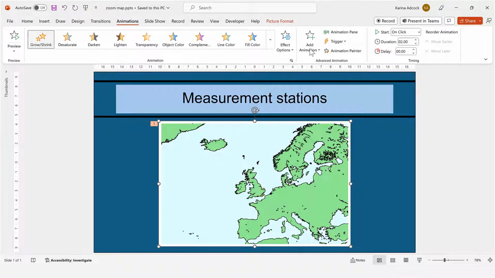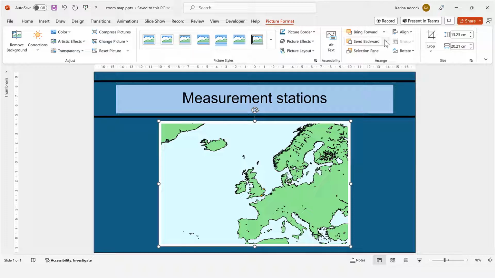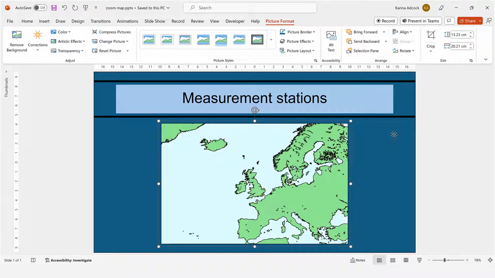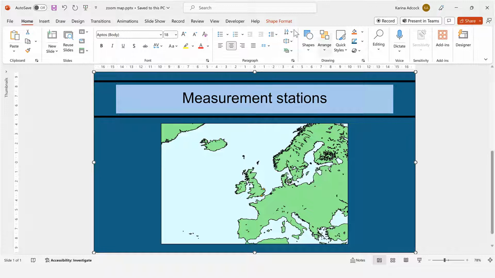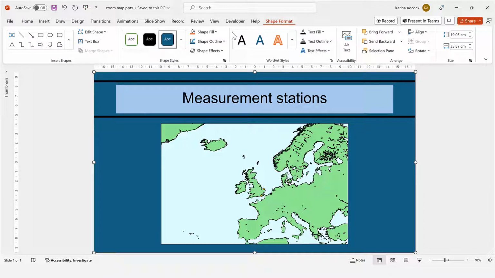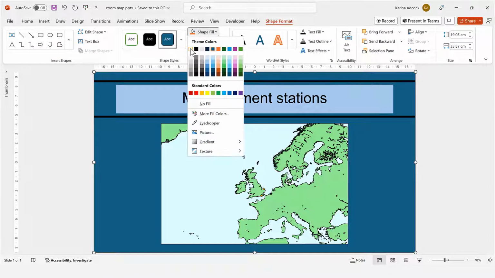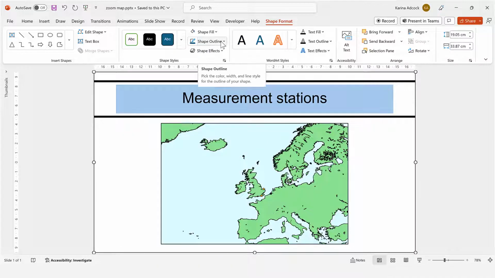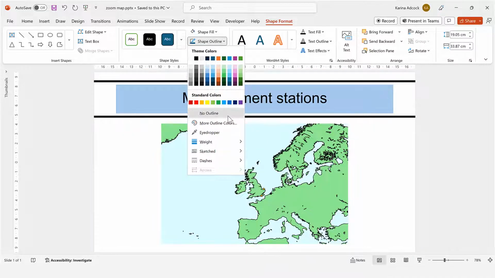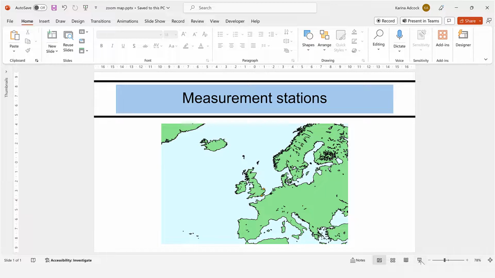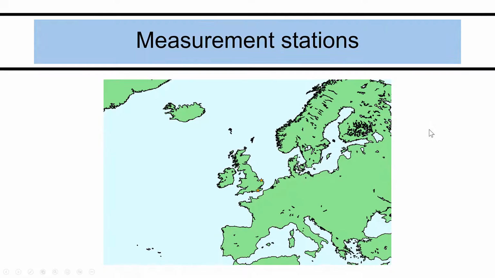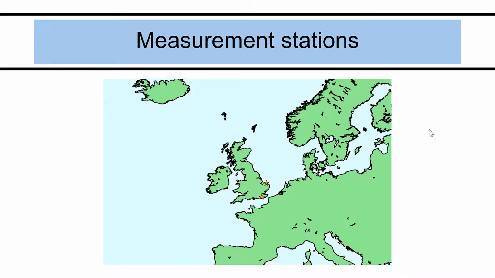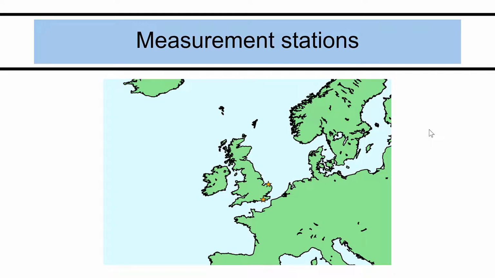Then select the map and go to Picture Format and send it to the back. Then select the outer rectangle and go to Shape Format and change the shape fill to white. Then change the shape outline to no outline. And now when the animation plays, the white rectangle hides the edge of the map and it looks like we are zooming in on the map.